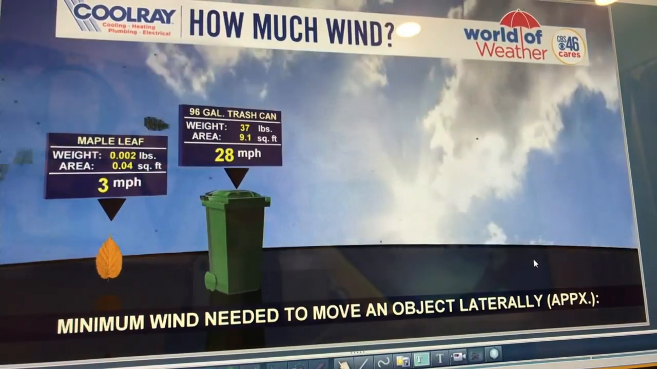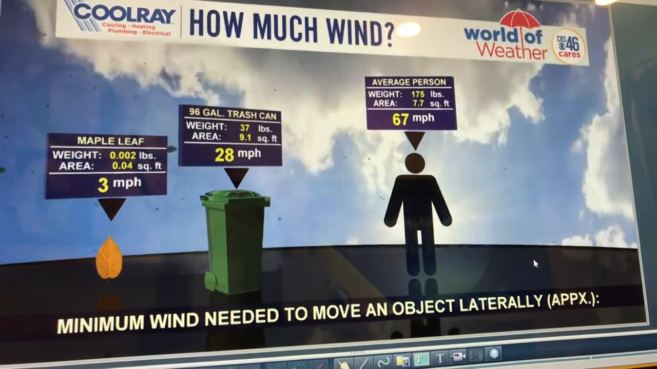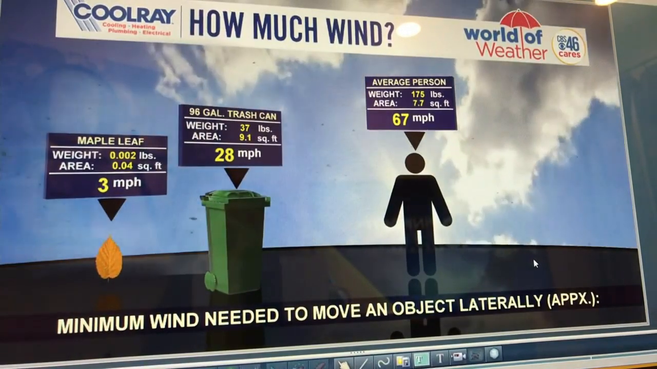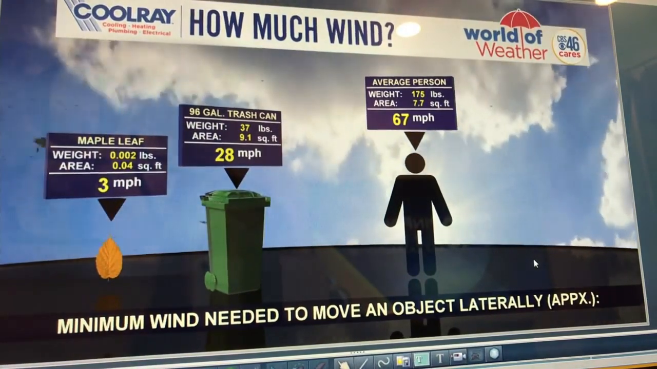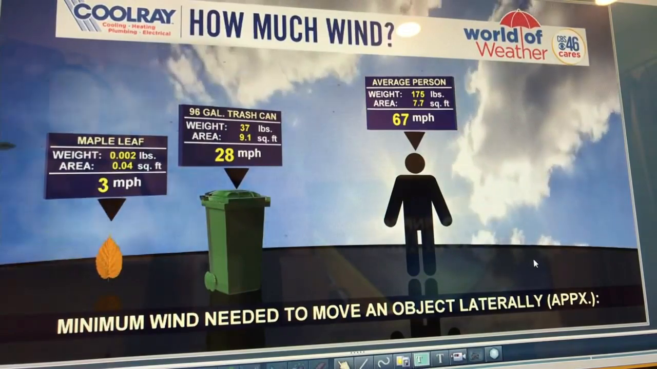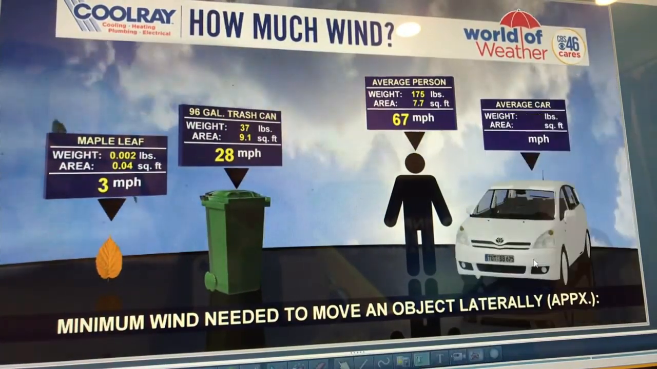So you need it to be about 30 miles an hour. A person, you'll start to feel the winds when they're up to about 70 miles an hour. Remember, 74 miles an hour, that is a Category 1 hurricane. Anything above 58 miles an hour is considered severe thunderstorm winds. So once you're talking about 70 mile an hour winds, it can move a person.